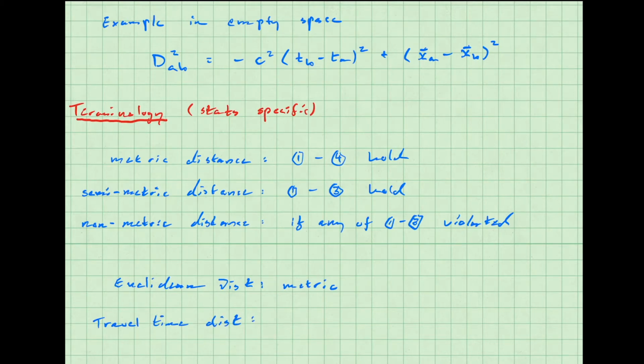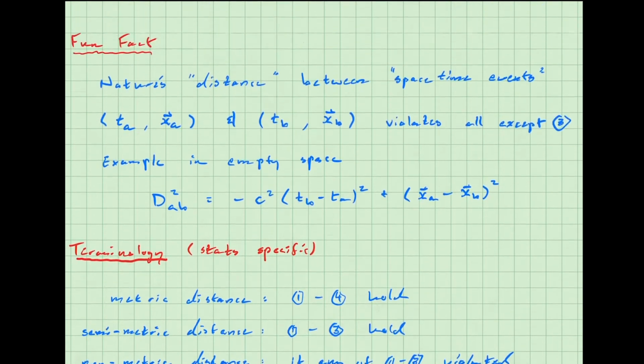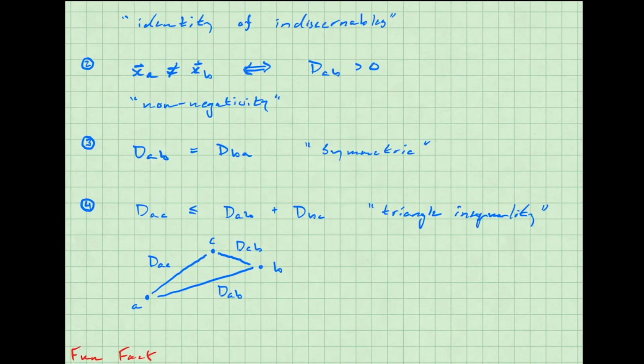Which we never really wrote down a formula for. But again, what I mean by this is travel time between physical places on roads where there's traffic. This one is non-metric. Both 3 and 4 up here are violated, so it's not symmetric, and the triangle inequality doesn't necessarily hold.